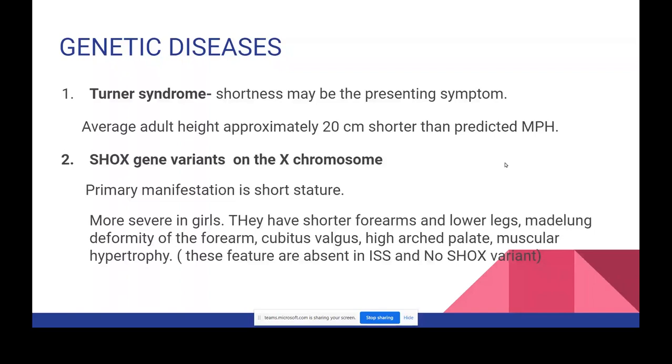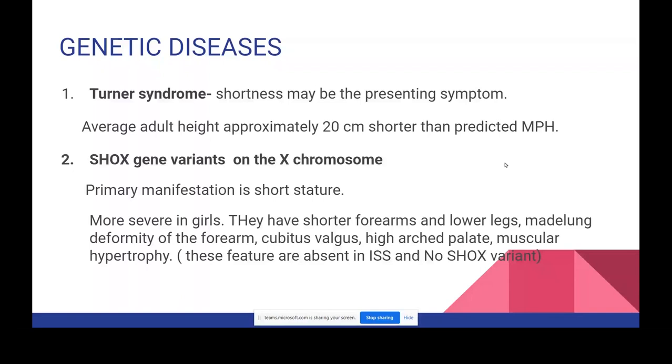And the primary manifestation in those children is short stature, but they look like Turner, though they are not real Turners. If you do the karyotype, they have an XX karyotype, right? But they have similar features, like short forearms and lower legs, and mid-forearm deformity, cubitus valgus, high arched palate, and a little muscular hypertrophy, a little masculine, along with the short stature. These features are absent in idiopathic short stature without SHOX. If the SHOX variant is there, they have all these features. But in idiopathic short stature without the SHOX genetic variant, they don't have these features.